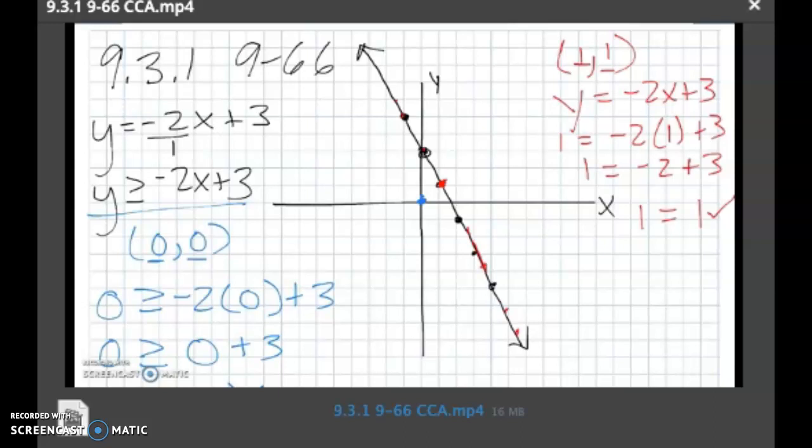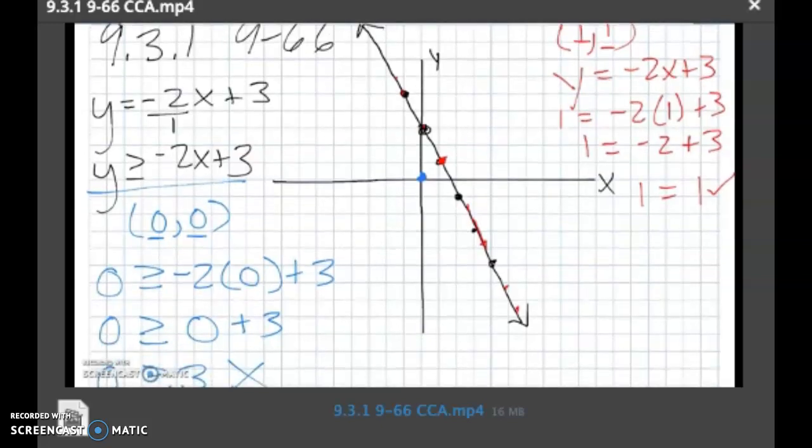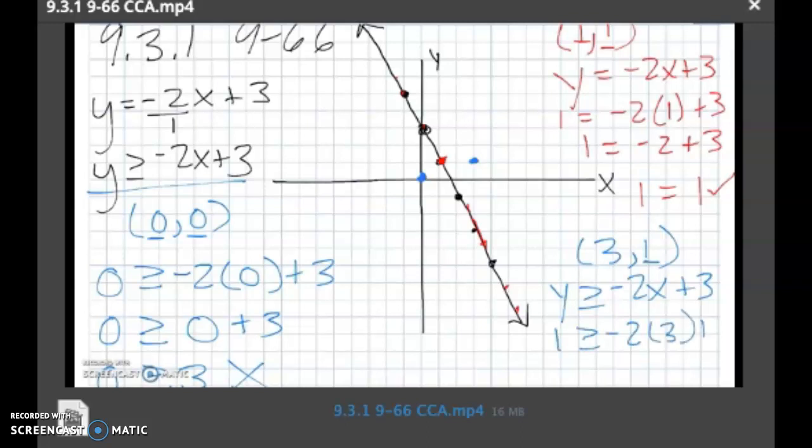So I know that none of my solutions for this inequality are going to be below my line. Since 0, 0 did not make this a true statement, that must mean that my solutions are all above my line. Okay, so I'm going to check that. I'm going to pick a point above my line. Let's go with the point 3, 1, and we're going to check it. So I have my same inequality, and I'm going to substitute in 1 for y, 3 for x, and solve.